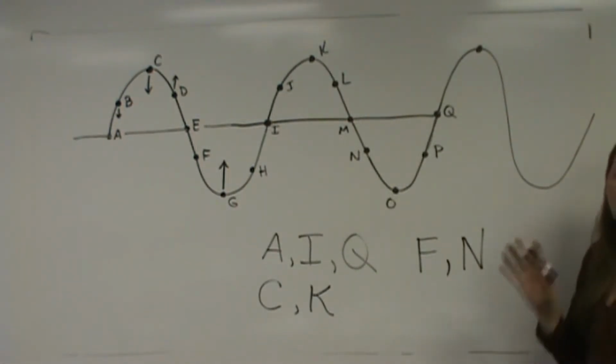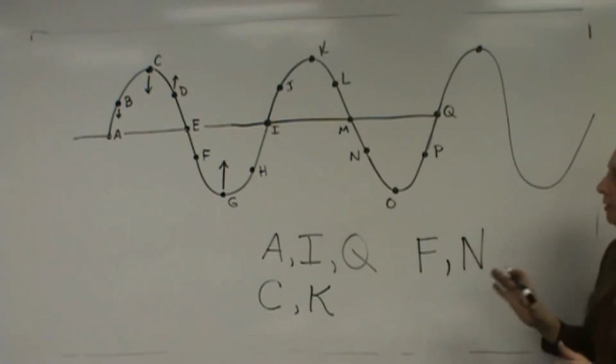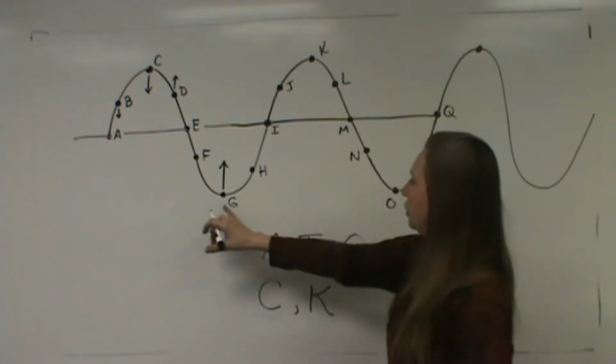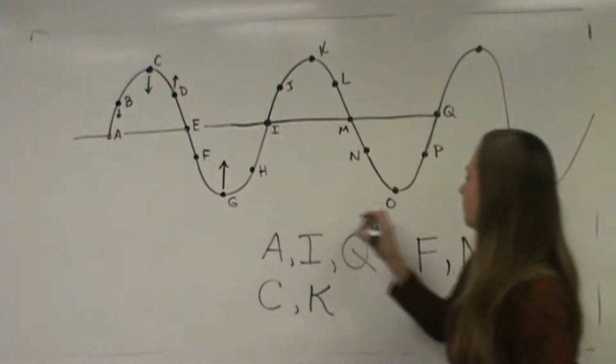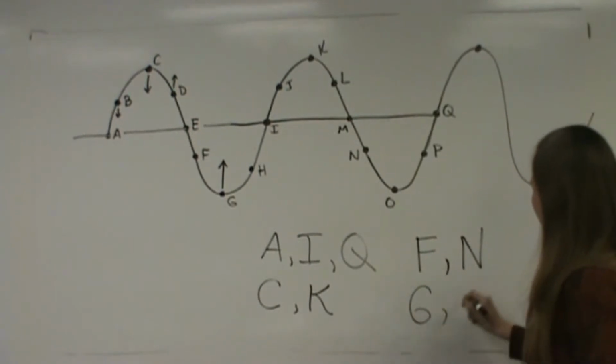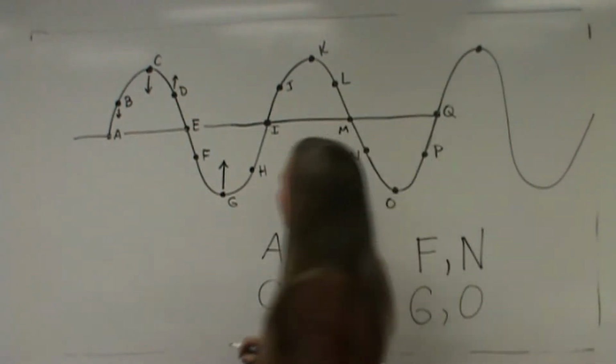So you can see there are lots of different places where I can find pairs of points that are in phase. Maybe we should just put down the two troughs. G and O are in phase. Right, there are lots of other answers that we could put down.